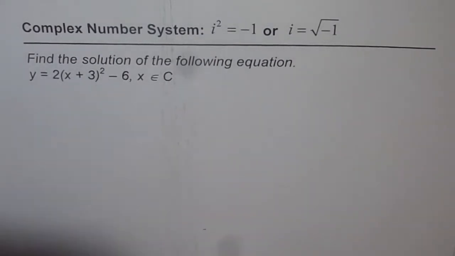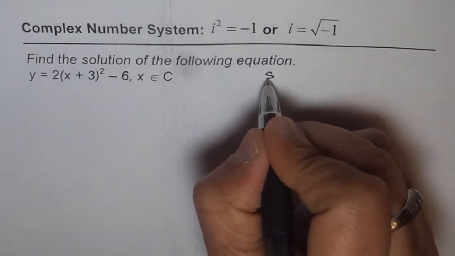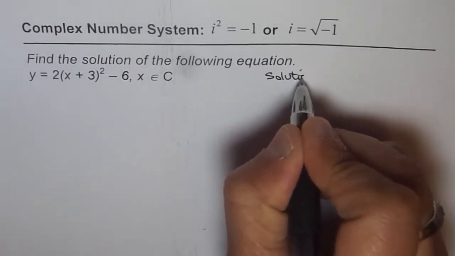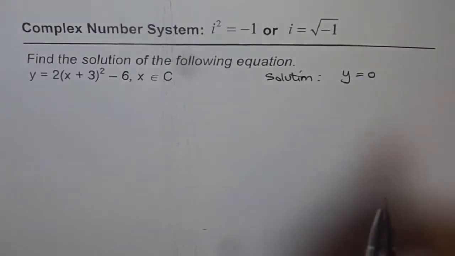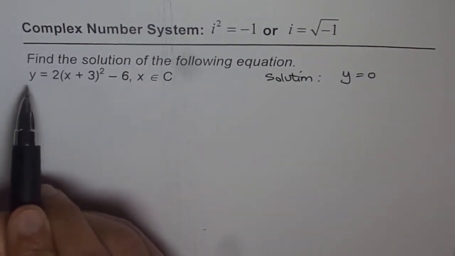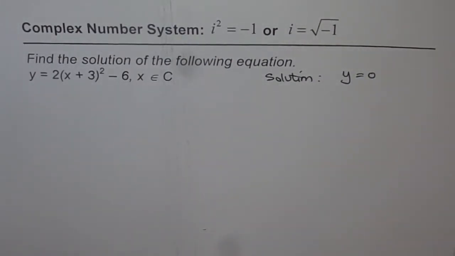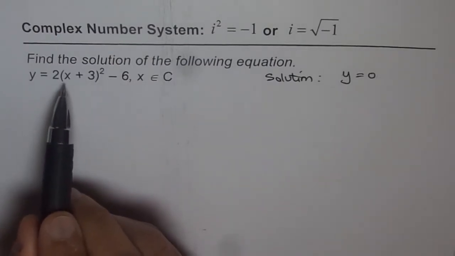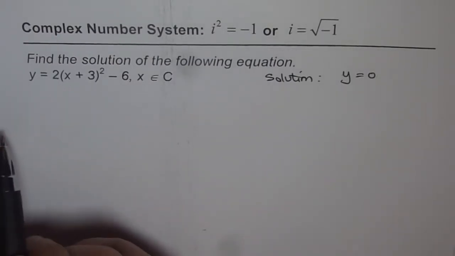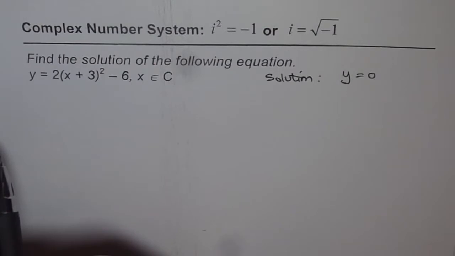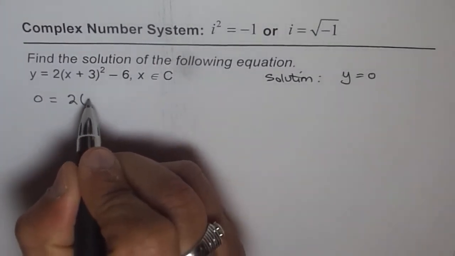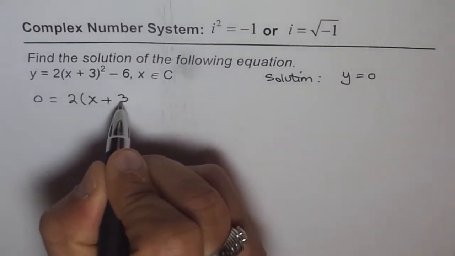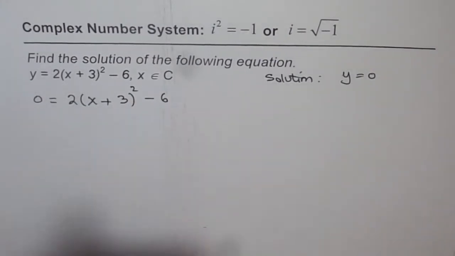Now let's try to find out the solution. When we say solution, it means what? This is the first thing that you need to understand. It means y equals 0. For what value of x is y 0? That is what we're trying to find out. So we'll substitute 0 for y and then figure out what value of x will give us 0. That is the strategy.